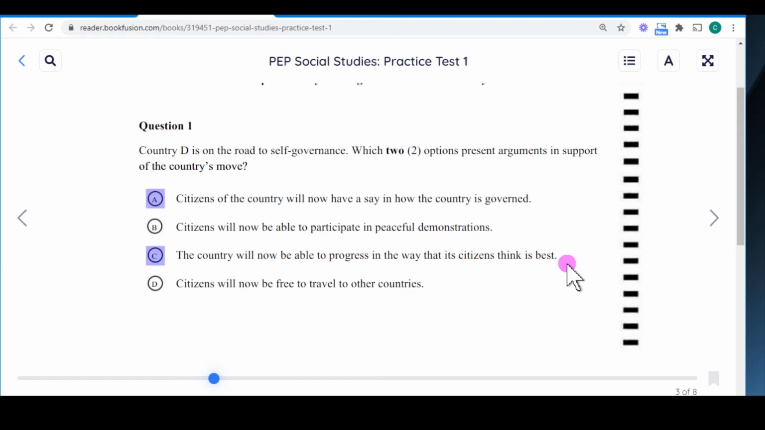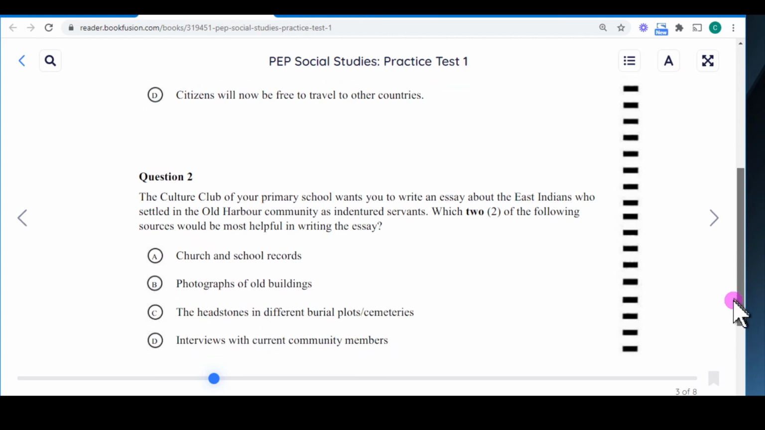Now, back in grade 5, you would have done some units on citizenship before. And in our textbook, you can look at pages 107 to 112 to understand some of the rights of citizens in a democratic country. Okay. All right. So that's number 1. Let's look at question 2.